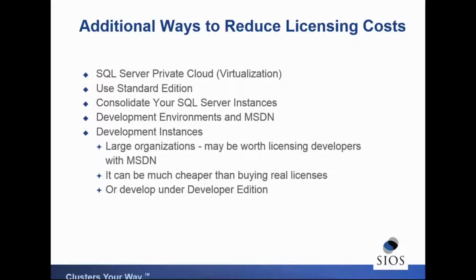There are some additional ways to reduce your licensing cost. My favorite, probably the favorite that I recommend, is to use the SQL Server private cloud and just license all the cores through virtualization. That does require SA. Another is to use Standard Edition. Like we just showed in the last slide, you can really cut half or more of your licensing cost and still get a lot of the same HA and DR features.